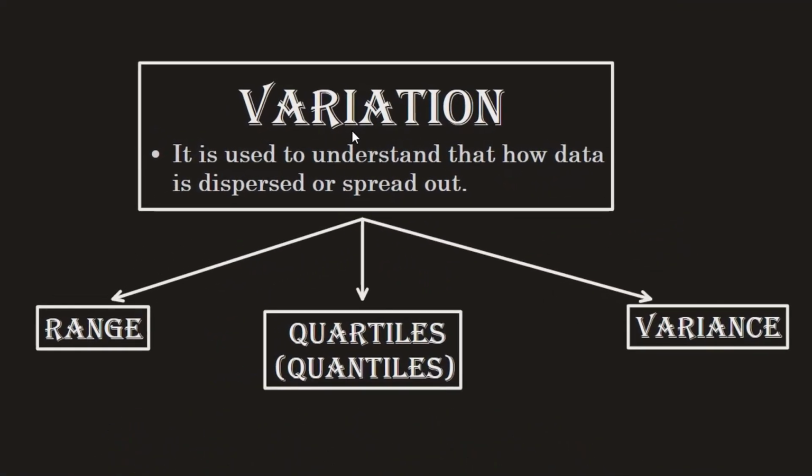Now let's understand variation, which is nothing but the method used to understand how data is dispersed or spread out. There are 3 different popular methods of checking the variation. First is range, second is quartiles or quantiles, and the third is variance. Let's explore all of them one by one.